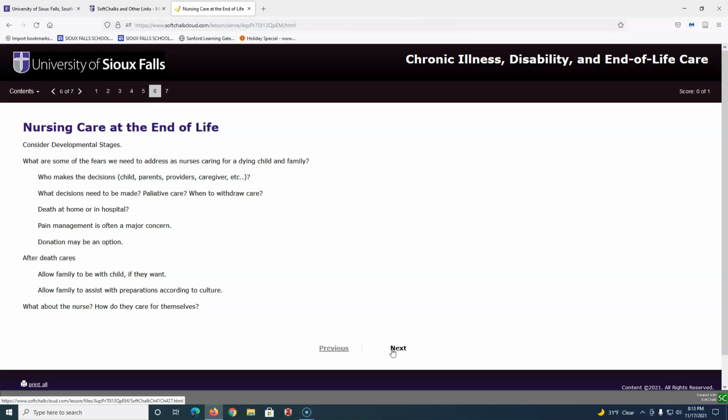Some of the decisions that do need to be made involve palliative care. This should start early on. This is for maximizing life, not just end-of-life cares. So palliative care can be anything with increased morbidity, mortality, or a chronic nature. We have to talk about withdrawal of care. What kind of cares will we provide?